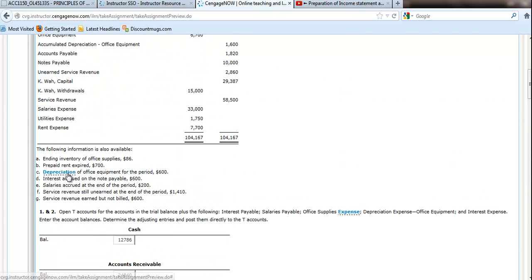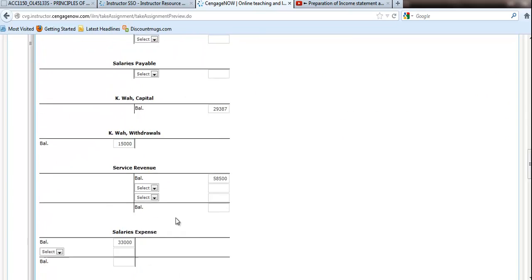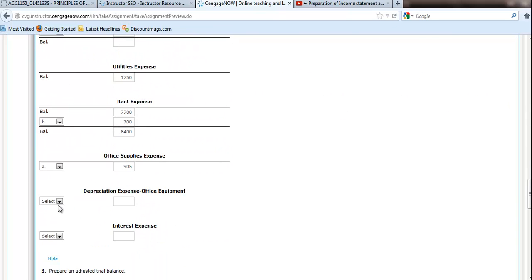C, depreciation of office equipment for the period, $600. Again, I don't have to do any calculations here. It's telling me exactly how much my depreciation of office equipment is. We just have to remember that when we depreciate, we don't do anything with the actual office equipment account. It will stay the same. We're going to debit our depreciation expense and then credit the contra account accumulated depreciation for $600. So we're going to go down here and find our depreciation expense, and this is C. And depreciation of our office equipment is $600.